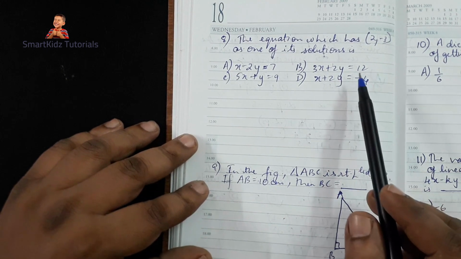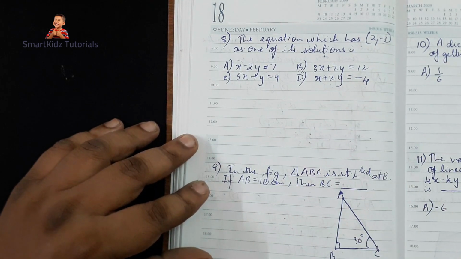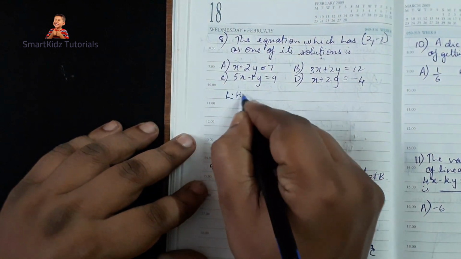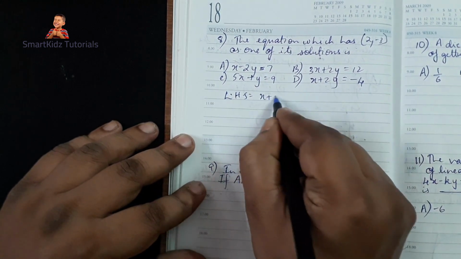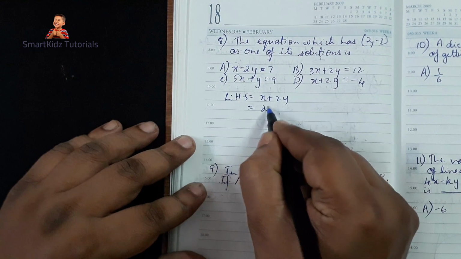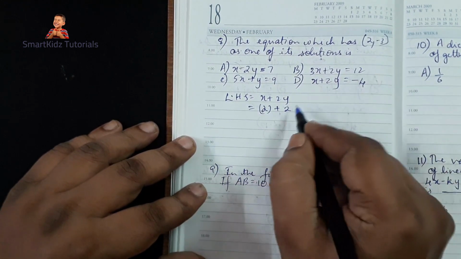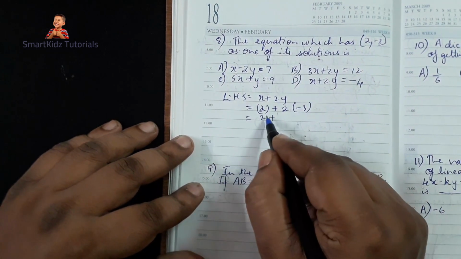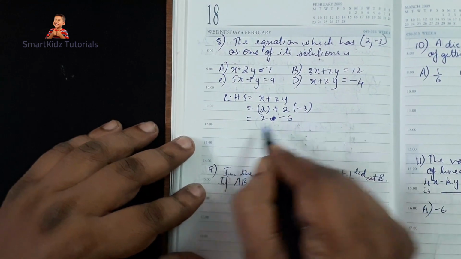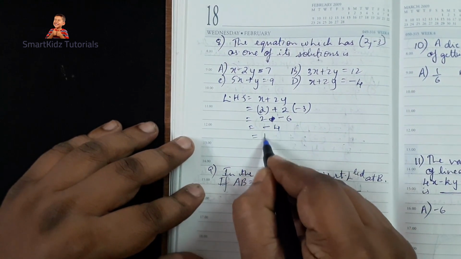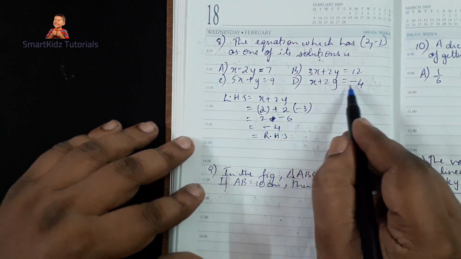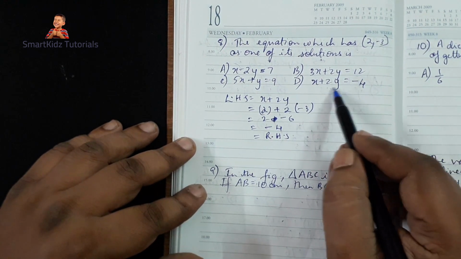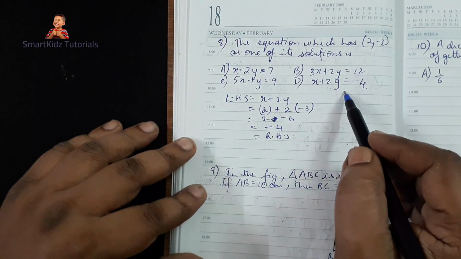So, what I'm going to do is show you only the one which is the correct choice, and that one is D, and I'll show you how it works. We'll take the left hand side of this equation, that is x plus 2y, and in place of x, put 2, and in place of y, put minus 3. So 2 plus, not plus, it will be minus 2 into minus 3 is minus 6. That 2 minus 6 gives us minus 4, which is equal to the right hand side. So x plus 2y equal to minus 4. This is the equation which, when 2 comma minus 3 is put into the left hand side, becomes equal to the right hand side because it is one of its solutions.